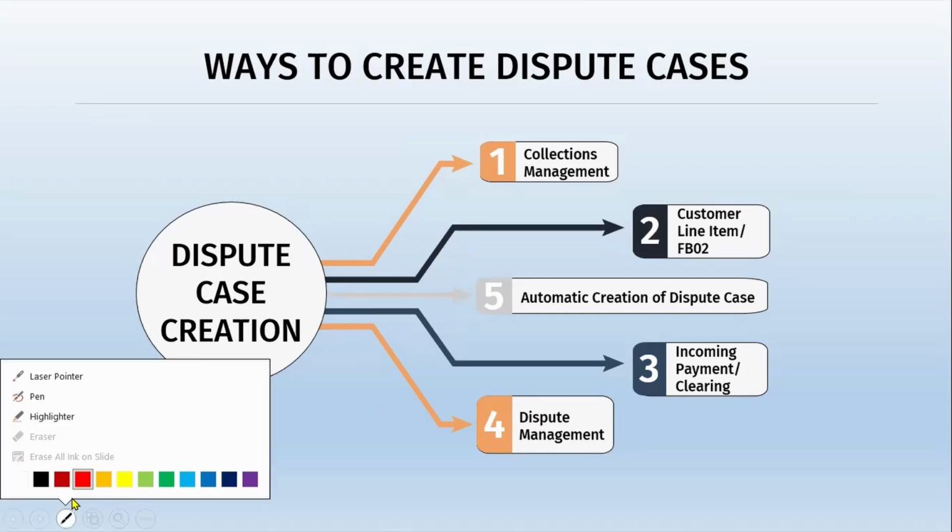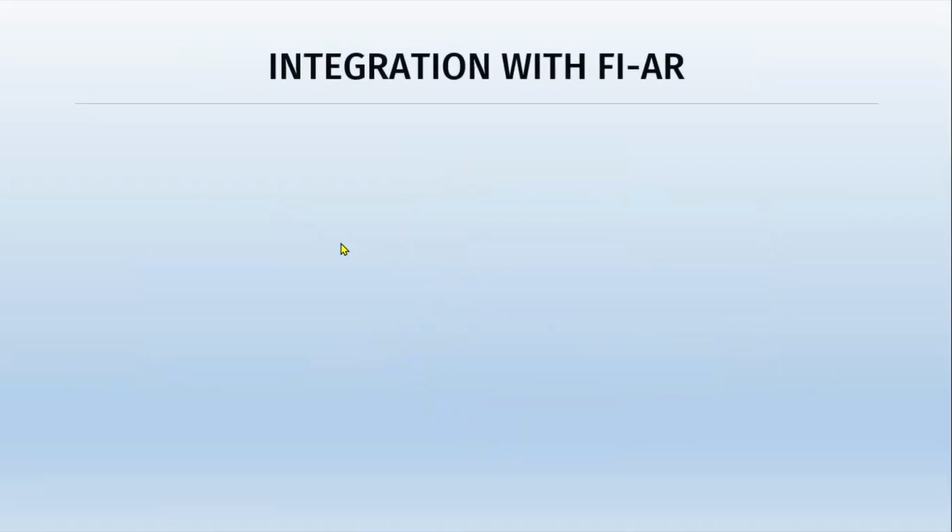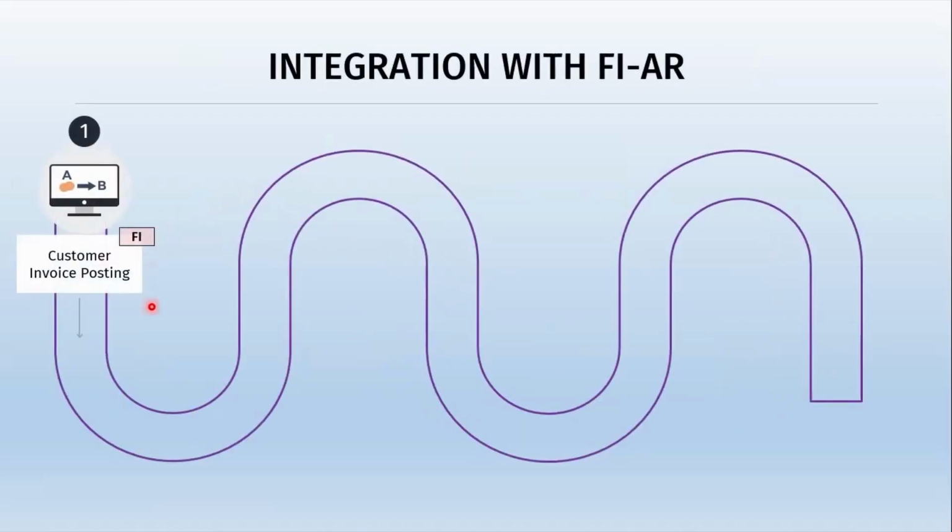Now let us understand the integration of FI accounts receivable with dispute management. So the first one is customer invoice posting. This is where the billing document or FI invoice is created, forming the basis for dispute identification. Then we have incoming partial payments, open items which are due from a very long time, or any underpayments. So whenever a customer pays less or leaves an item open, the system flags these as potential disputes for review.